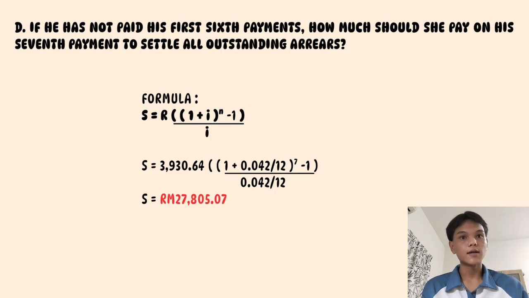So it will be S equals 3,930 ringgit 64 cents open bracket 1 plus 0.042 over 12 close bracket power of 7 minus 1 close bracket over 0.042 over 12. And the answer is RM 27,805 ringgit 7 cents.